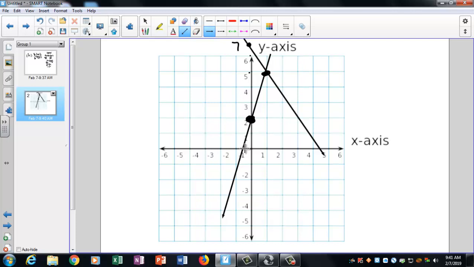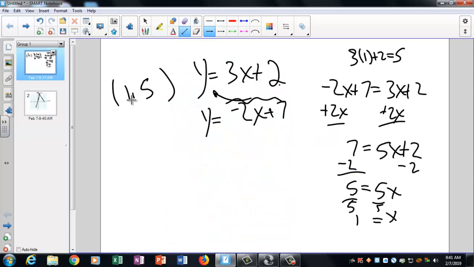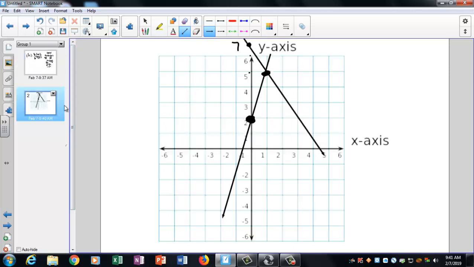And so, what does the point 1, 5 that we got here? Notice the answer we got was 1, 5. What does that point have to do with this picture? It's where they intersect, right? And so the answer is where the graph intersects when you draw it, right?